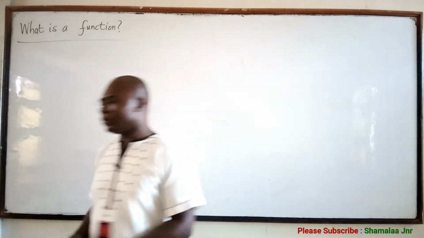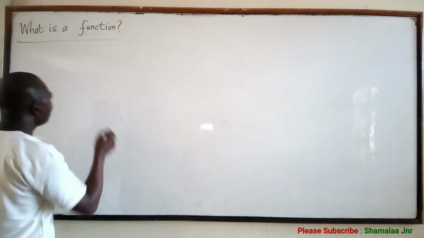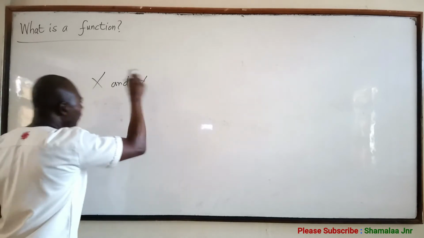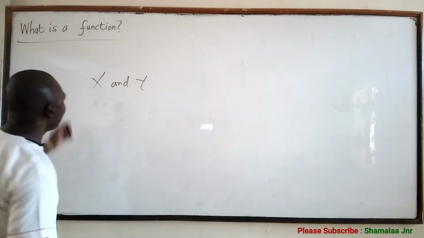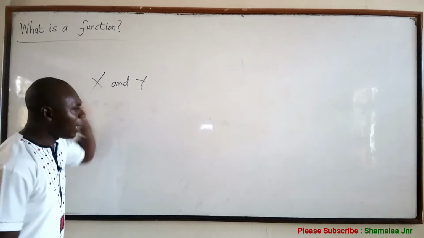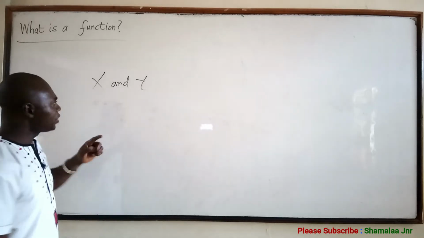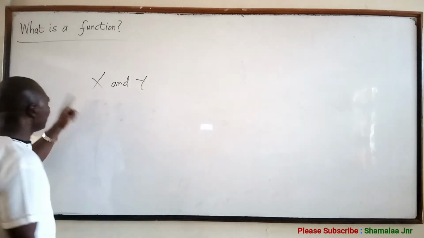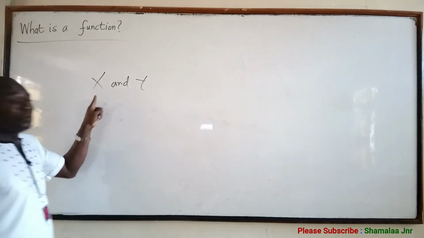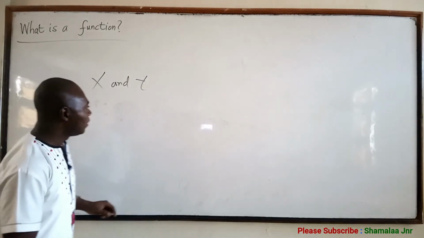What is a function? Viewers, a function is any relation between two sets, say x and y, in which each member of the set x is related to one and only one member of the set y. Again, a function is a relation between two sets, say x and y, in which each member of the set x is related to one and only one member of the set y.